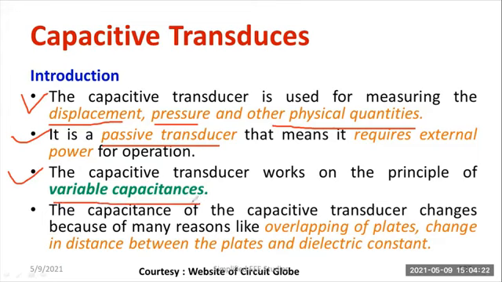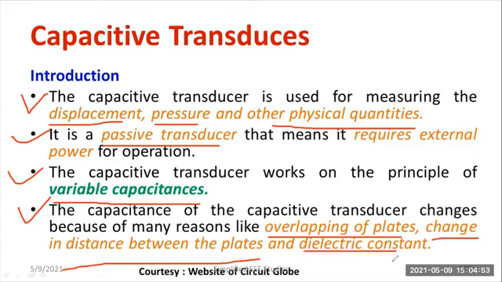You know what are the factors which are affecting the capacitance? That point you have to know. Then only we can explain capacitive transducers. The capacitance of the capacitive transducer changes because of the following factors: overlapping of the plates. If overlapping of the plates happens, the area is also getting changed. Second one, the change in distance between the plates. That also matters a lot. As the distance changes, capacitance is getting varied. And also the dielectric constant has an inevitable role in capacitance.